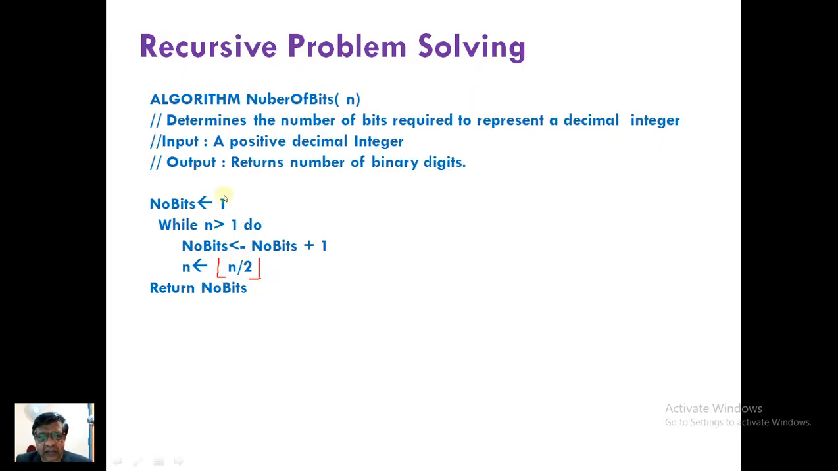Consider this example over here. This algorithm determines the number of bits required to represent a decimal number n. The algorithm is written for this, and it simply works. There is no doubt about it.